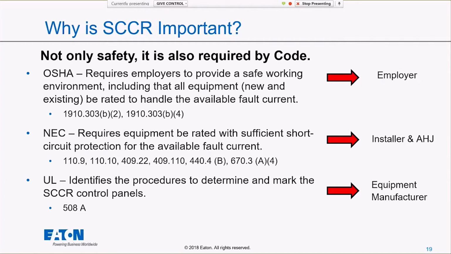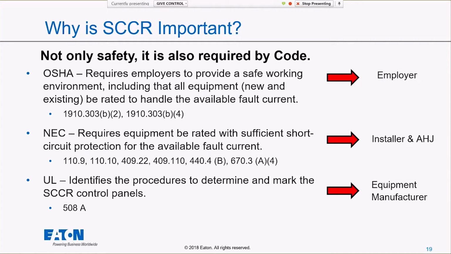Number two, right, codes. So there's actually a variety of codes. We'll talk about each of these individually here. The first one's OSHA, right? OSHA says we have to provide a safe working environment. Part of providing a safe working environment means that all of the equipment is rated to handle the available fault current, right? So if I'm the end user, the person who actually owns that piece of equipment when it's in use, OSHA is probably what I care about the most.